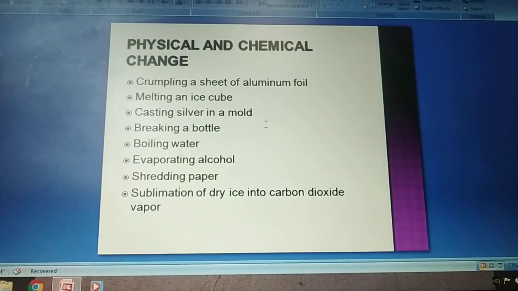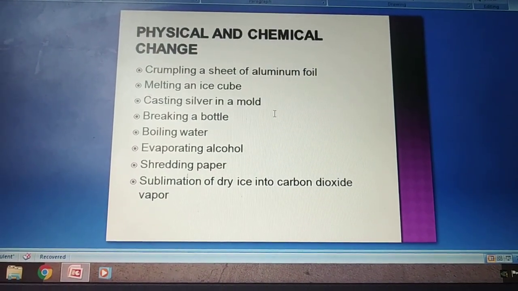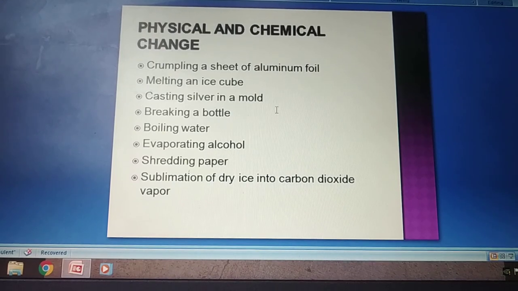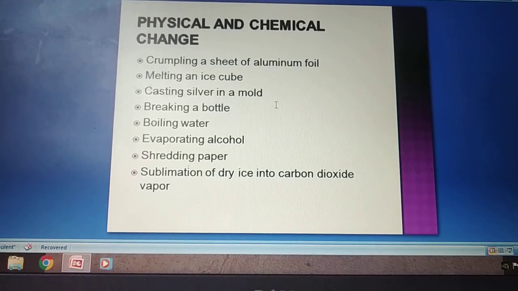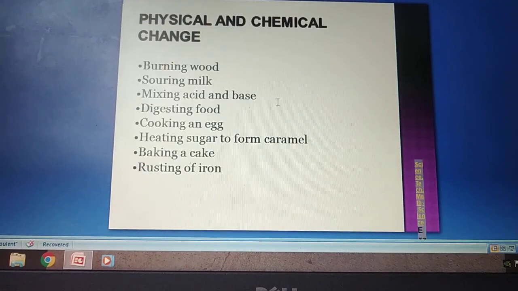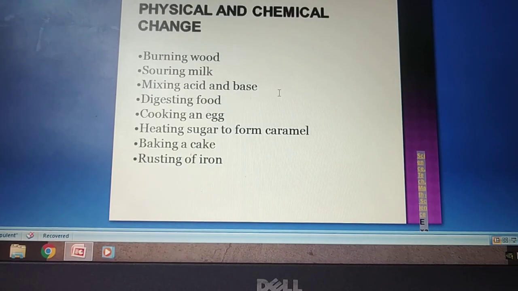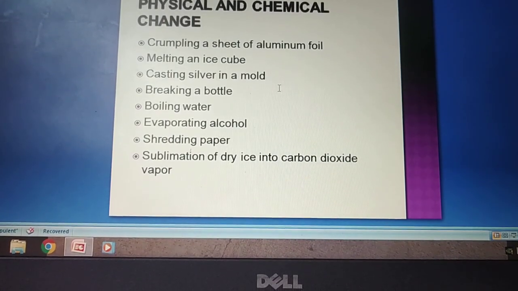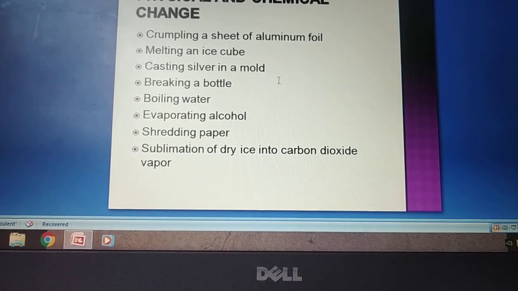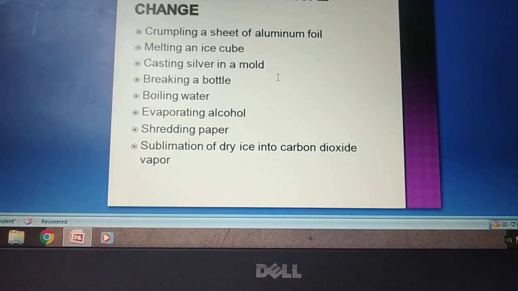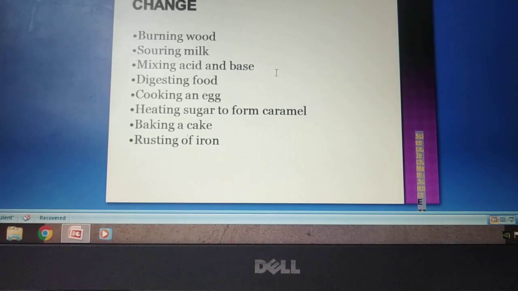The first thing is physical and chemical changes. I know you all would have already known about it. What is physical and chemical change? I have written some of the examples of physical change and chemical change in both these slides. A chemical change is one in which a new product is formed, while a physical change is simply a change in physical characteristics of a substance.